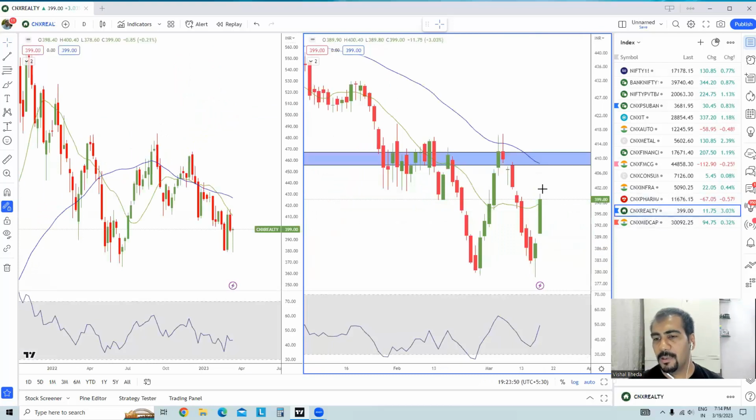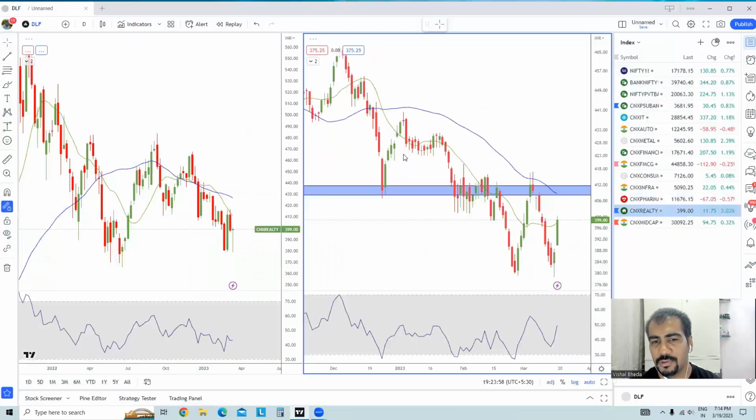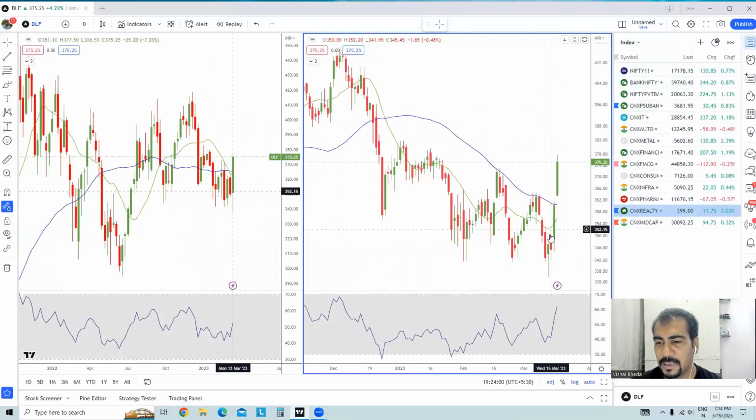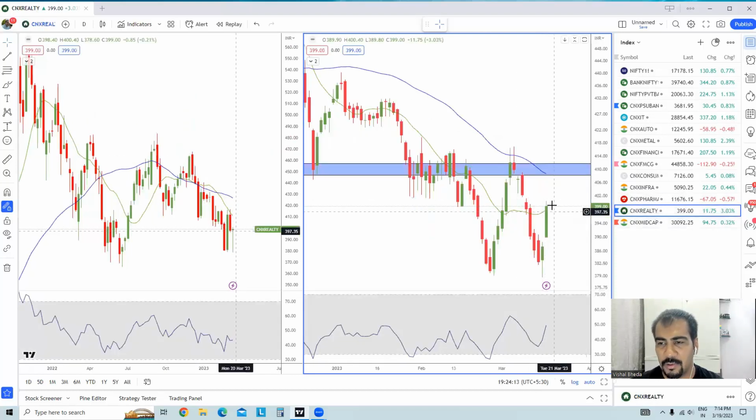Realty pack. Realty pack, there was a sudden and a very, very sharp up move. This was not a gradual up move. This was a sudden up move because some positive news came up in DLF. You can check. And there was a big candle over here, and then suddenly two big green candles. I think some positive news had come up in DLF. So as a sector, I would say there is nothing much to say. Only it's visible that it's in a strong pullback mode, and probably it could test these resistance levels.